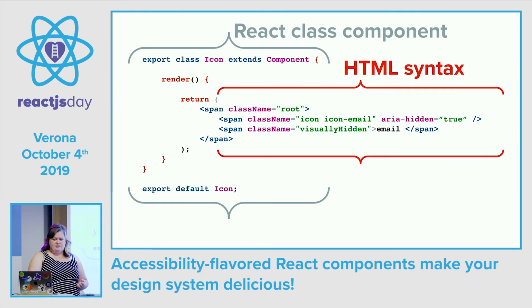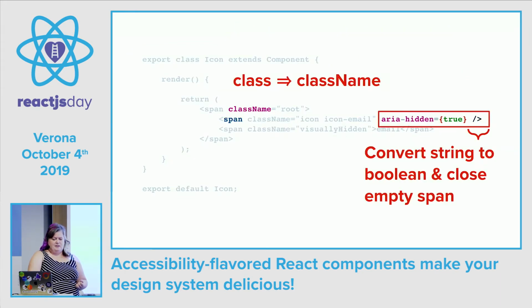So that's the HTML syntax. Let's convert that to JSX. You convert class to className, and you self-close those spans, and you change that true to a Boolean, and you have a semantic and accessible component.